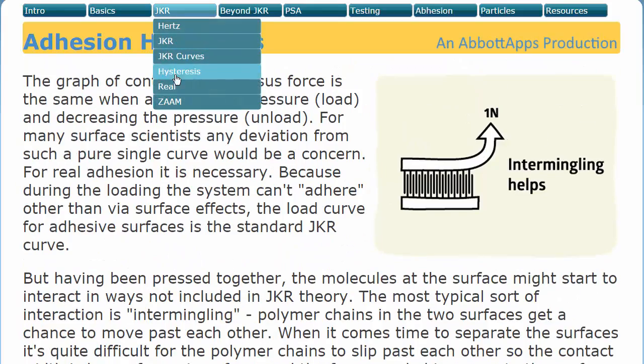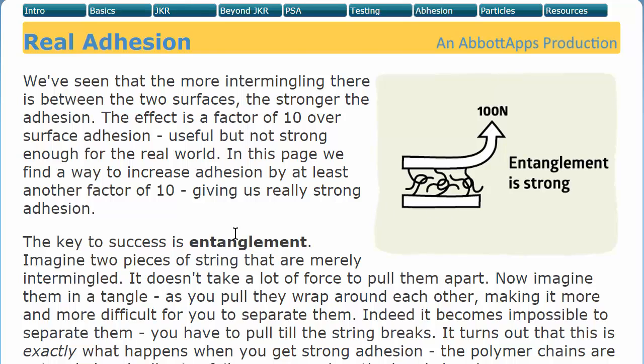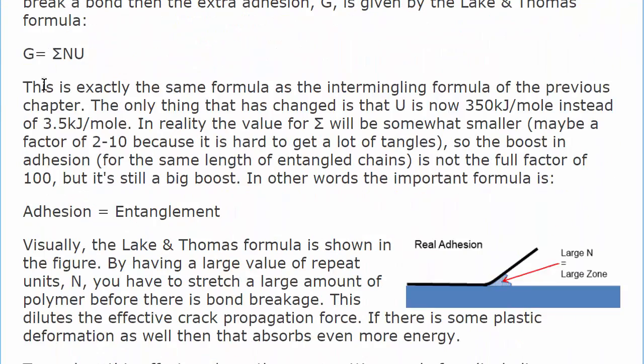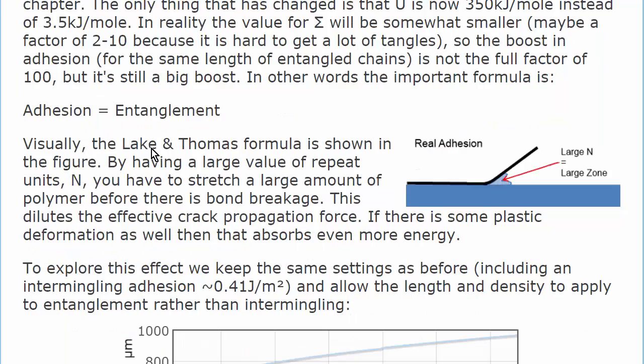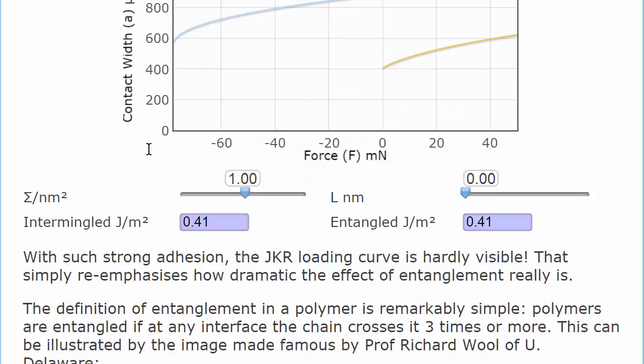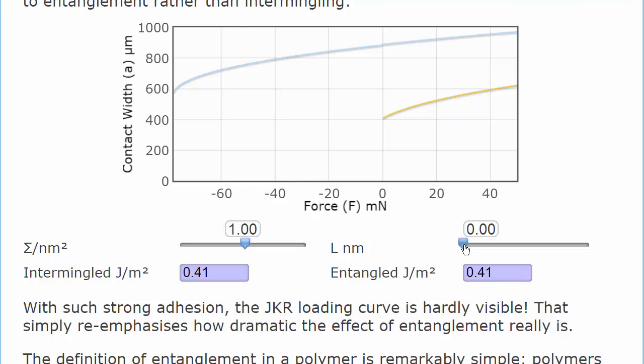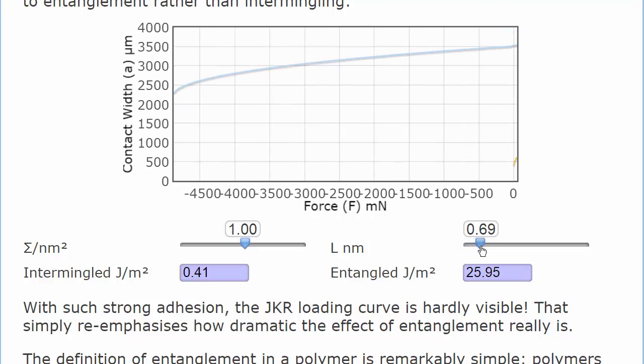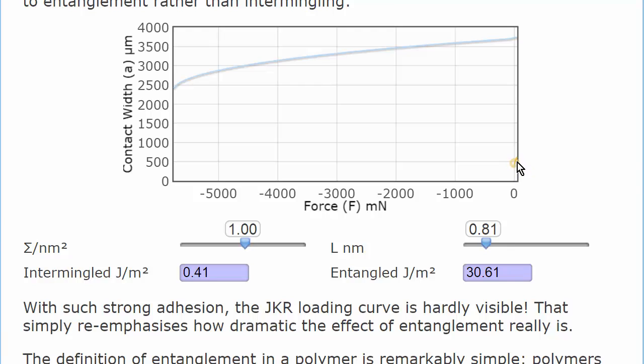So that's what would happen if you had an intermingled system. If you had a real system where you had entanglement, we still have the same formula. The work of adhesion is sigma nu, but this is now much more to do with entanglement, and that's described at length in this app. But I want to show you the effect of this. When I start having a nanometer of entangled interactions, there's the loading curve, and here's the unloading curve, and we've now got 30 joules per meter squared. So if you could do this JKR experiment, then you would find an amazing difference between the loading and unloading curve, and that's the entanglement.